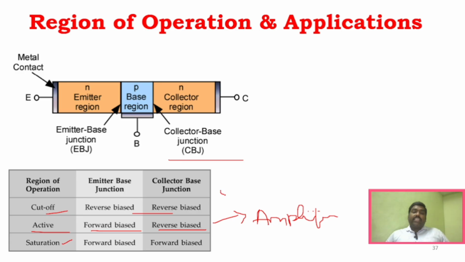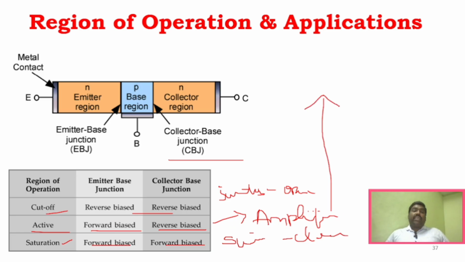It will be working as a switch, and that too an open switch. Whereas in the saturation region, the transistor will be on always. That is, both the emitter base junction and the collector base junction are forward biased. Even here, it will act as a switch, and this switch will be a closed switch. And I already said it can also work as an oscillator.